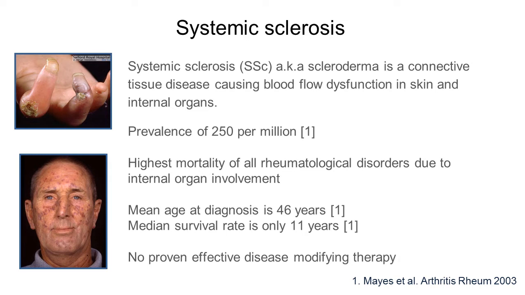Okay, so systemic sclerosis, it's a connective tissue disease and it's characterised by skin thickening and changes to the microvascular system. So these changes to the microvascular system affect blood flow, so you get this blood flow dysfunction in the skin and in the internal organs. If you look at the picture in the top left here, this is a digital ulcer, which is quite a common symptom.